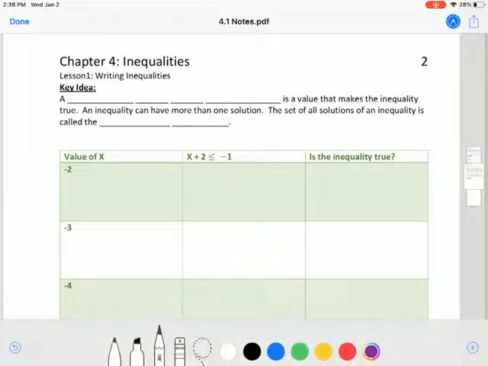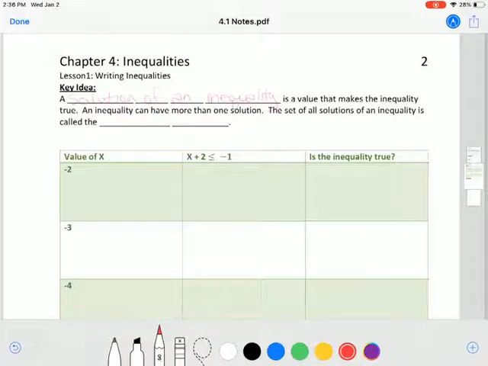So the second part of this lesson is all about finding solutions of inequalities. So we figured out how to write inequalities, and now we want to figure out how to solve inequalities. So our key idea here is that a solution of an inequality is a value that makes the inequality true.